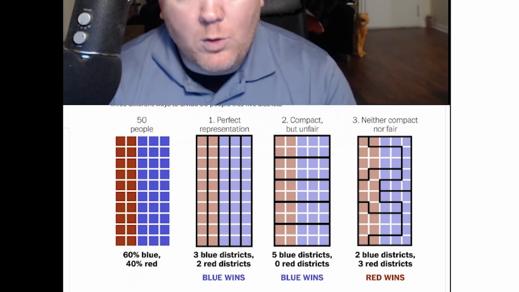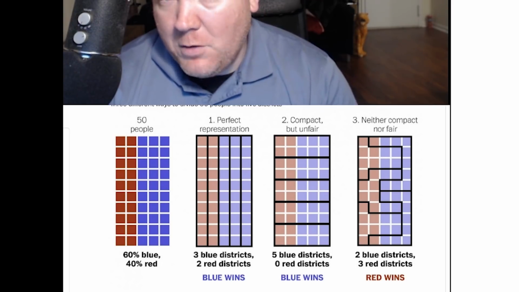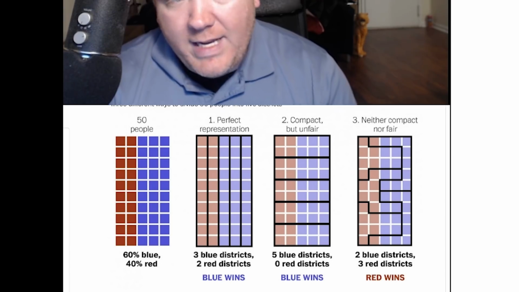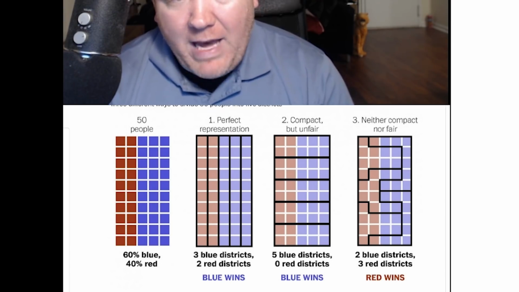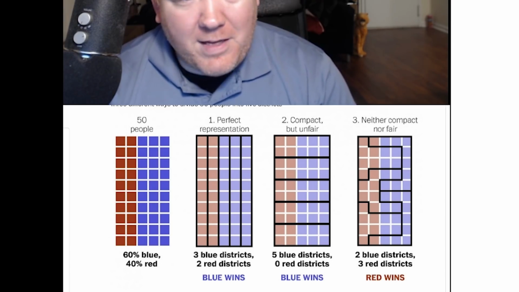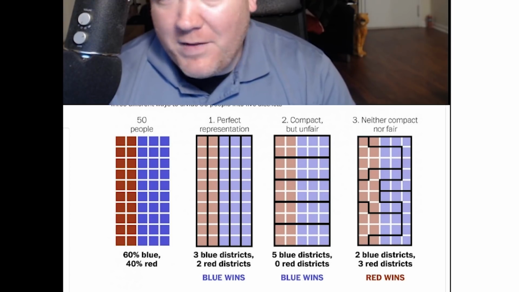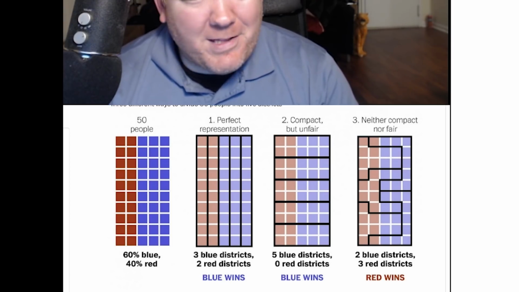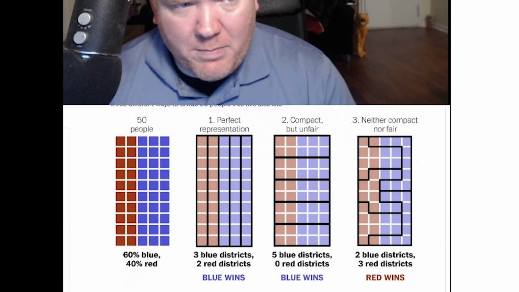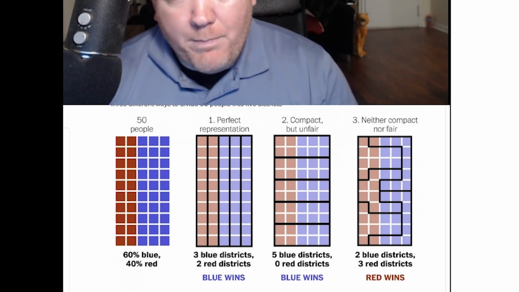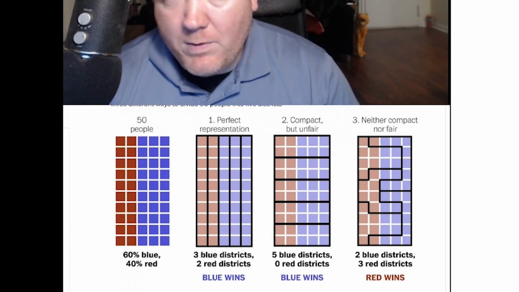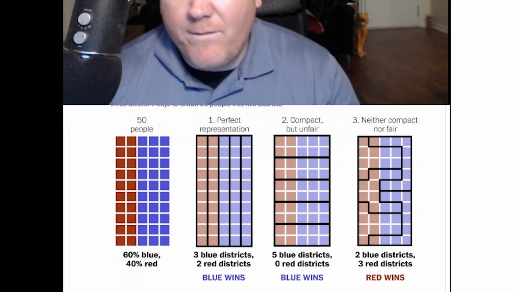We know that's the rule, and we also know that they have to be contiguous. So they're laid out in this exact geographic pattern. All the red people are on the left-hand side, and all the blue people are on the right-hand side. This is somewhat unrealistic, obviously, but it's meant to demonstrate the point. So we have 60% of the people that are blue and 40% of the red. So we want to have 5 seats.